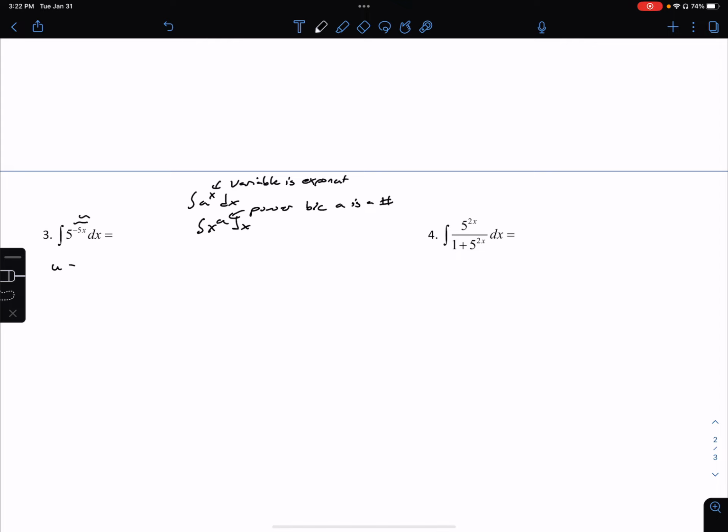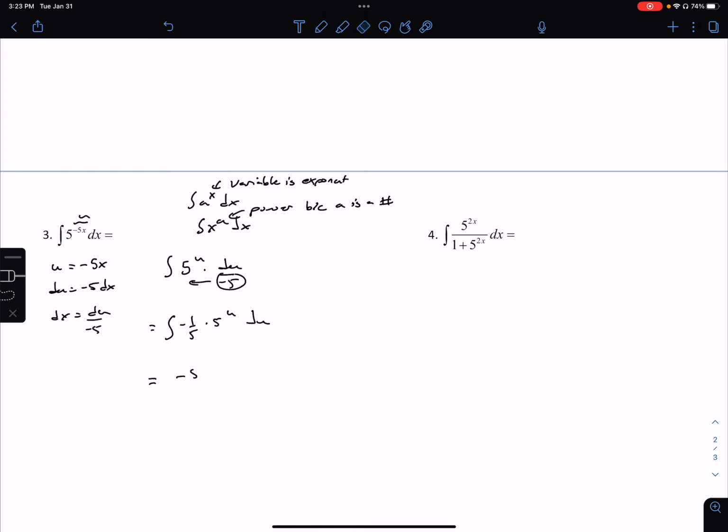Very easy to do. So we get u is negative 5x, du is negative 5 dx, giving us dx is du over negative 5. Rewriting your integral, we get 5 to the u times du over negative 5. I don't like this 1/5 out here. I'm just going to bring it to the forefront. And it's a negative 1/5 times the integral of 5 to the u du. Please don't cancel those 5s. They do not cancel. You can do something fancy with them, but we're not. Just leave it alone. So we're going to get negative 1/5.